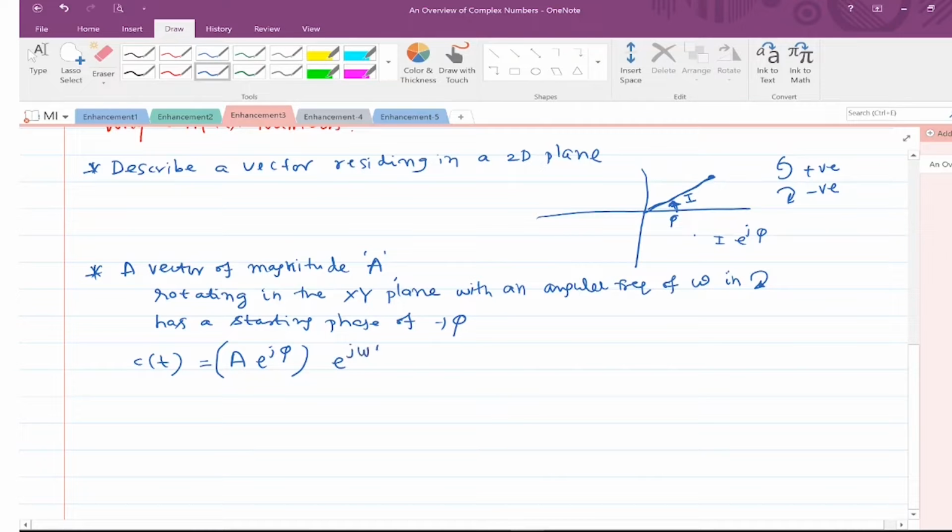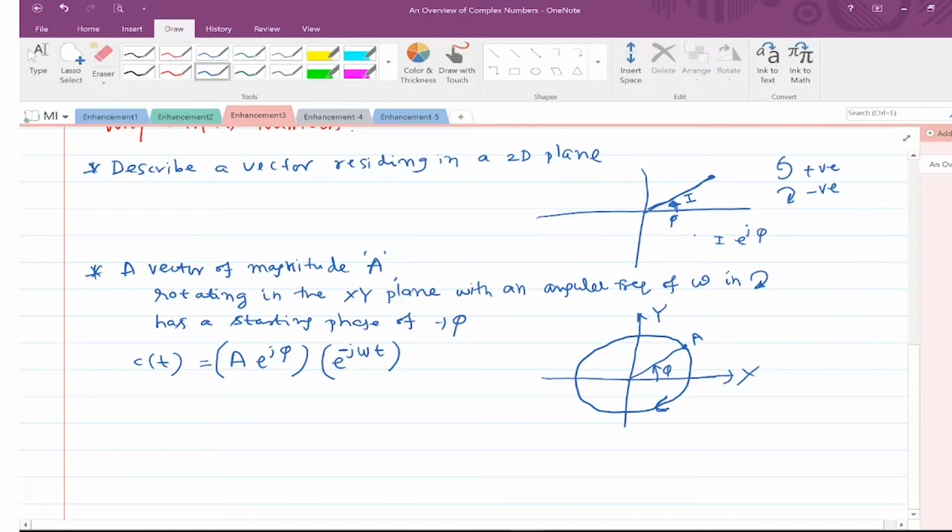So this is how you would be representing it, e power minus j omega t, because it is rotating in the clockwise direction, right? So if you want to plot it here, A is this magnitude, this initial angle is phi, and it is then rotating here in the clockwise direction, and the rate is omega radians per second. This is your x axis, this is your y axis.